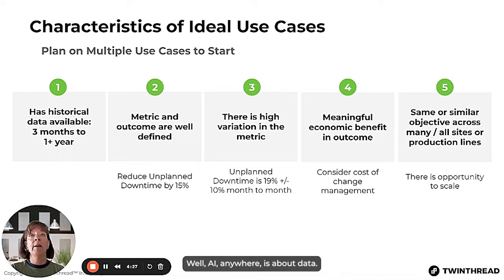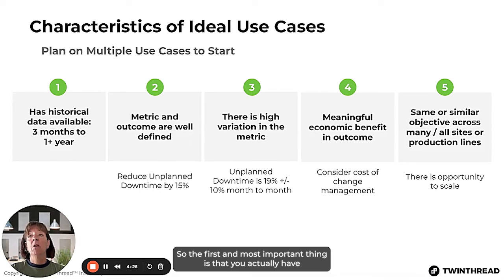Well, AI anywhere is about data. So the first and most important thing is that you actually have historical data available, at least 3 months, ideally more than a year, and that data needs to be good, of good quality.